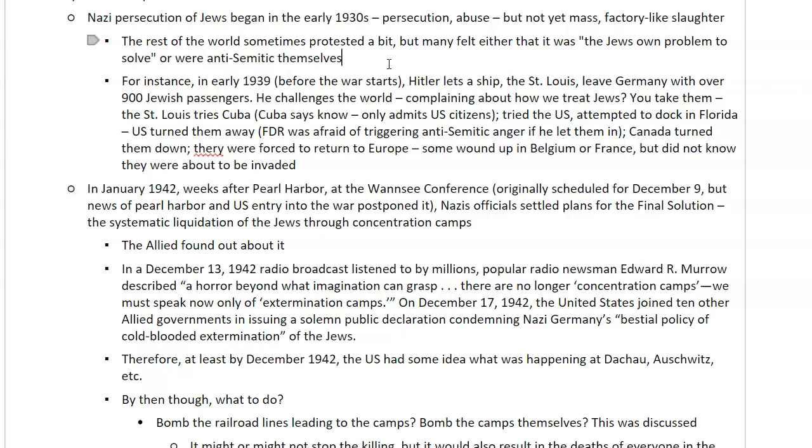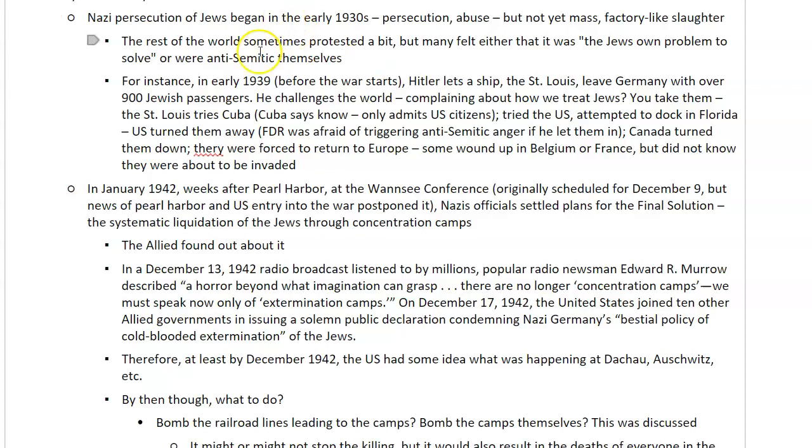Just for instance, in early 1939, before the war starts, Hitler let a ship, the St. Louis, leave Germany. He lets them go. 900 Jewish passengers, actually a little more than that, 930, I think. And he challenged the world. You complaining about how we treat the Jews? You take them. The St. Louis tries to land in Cuba. Cuba turns them away.